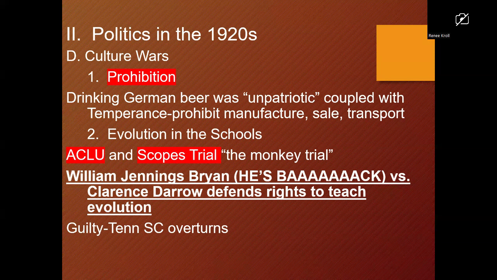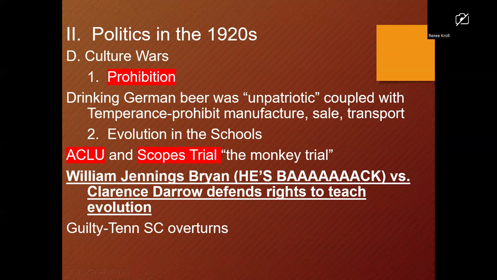Just make sure you know the ACLU is bringing about the charges to defend a teacher who was teaching evolution in schools. William Jennings Bryan is the prosecutor. Clarence Darrow, who's the most famous defense attorney in the age, is defending the right to teach evolution. And the teacher is actually found guilty, but the appeals court in Tennessee actually overturns. So all of that I just said, incredibly important, but please watch the video.